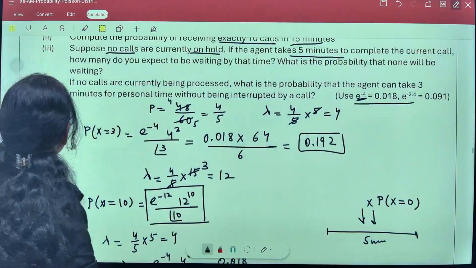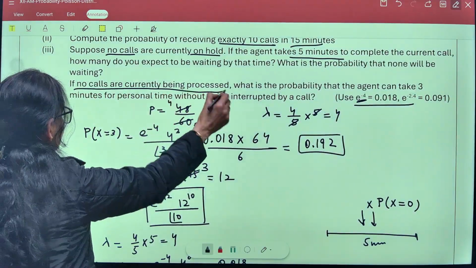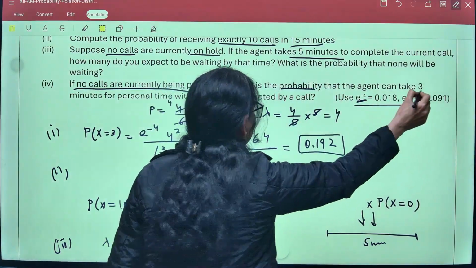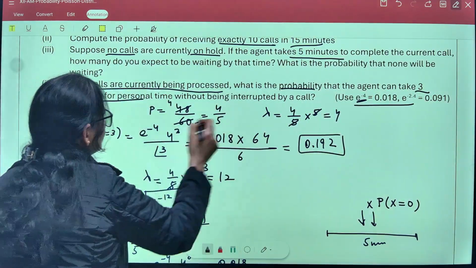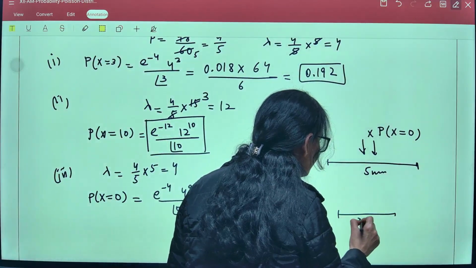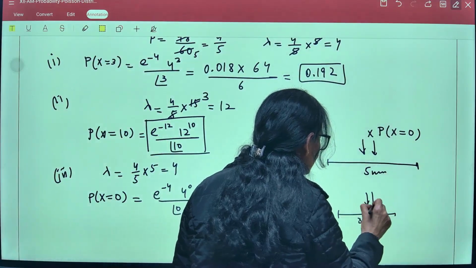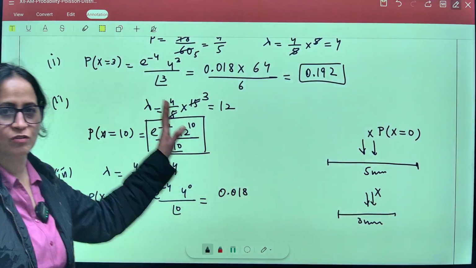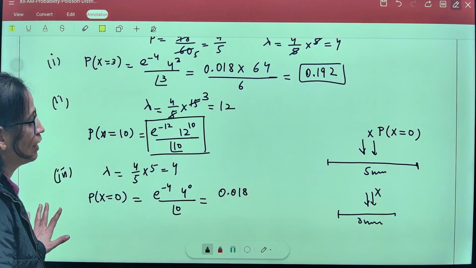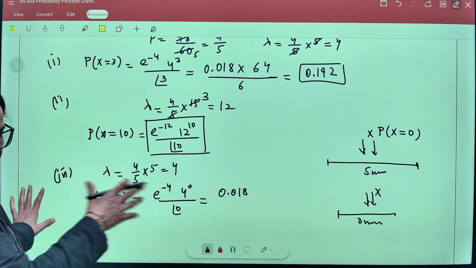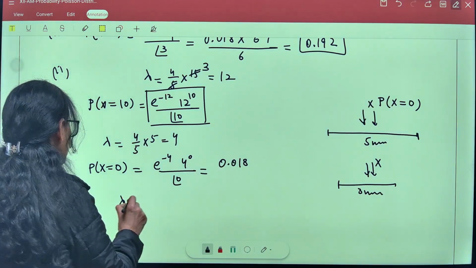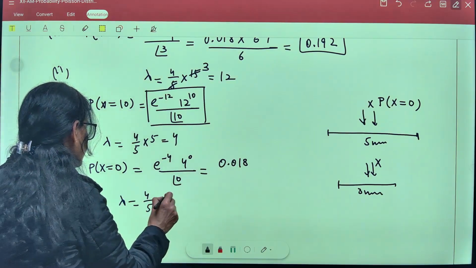Now what is the last part? The last part says if no calls are currently being processed, what is the probability that the agent can take 3 minutes for personal time without being interrupted by a call? So you need to find that in a duration of 3 minutes, there are no incoming calls. Only then he'll get 3 minutes of personal time, right? So you need to first adjust the value of lambda for the 3 minutes interval. So the value of lambda for the fourth part is going to be 4 by 5 into 3.